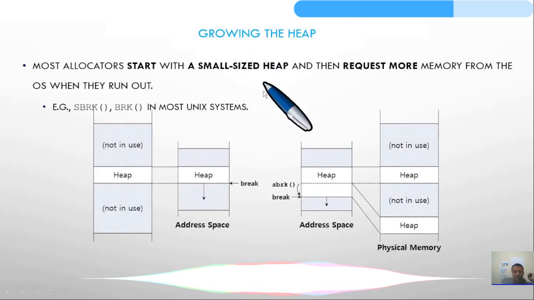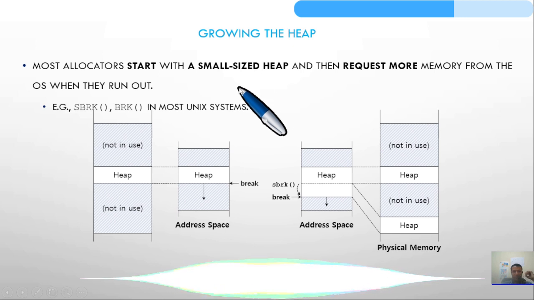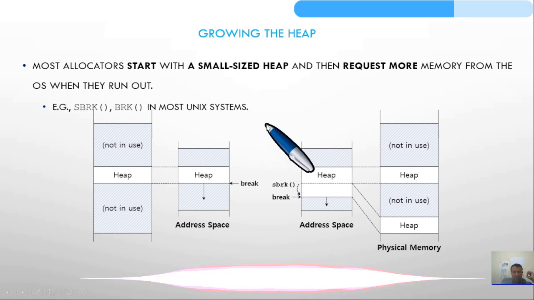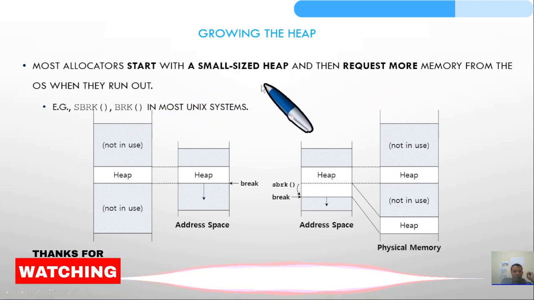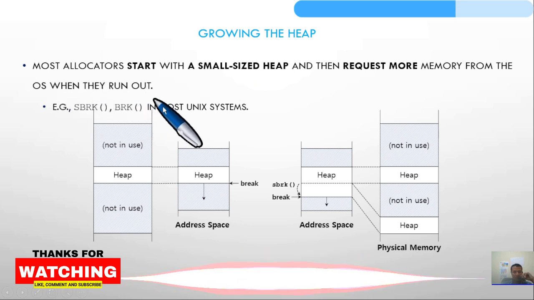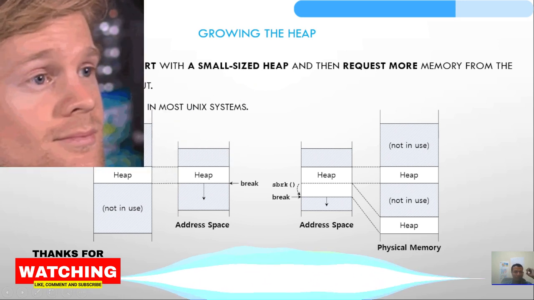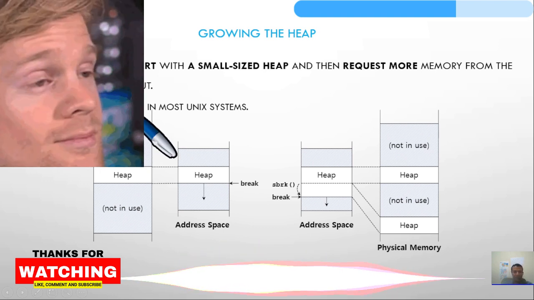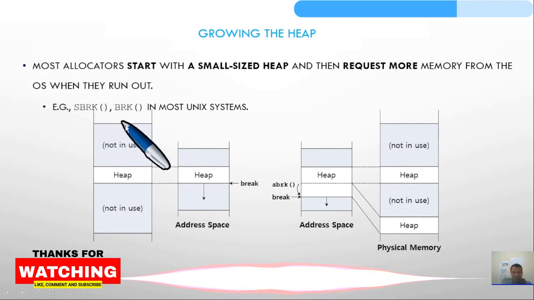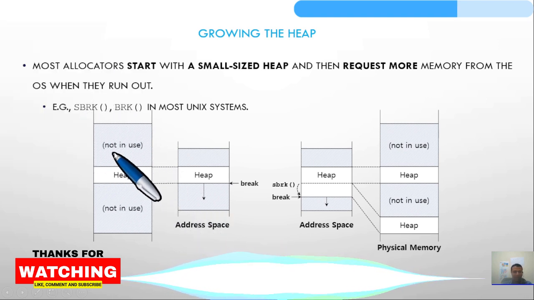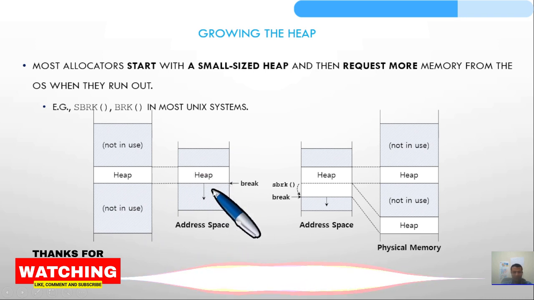Growing the heap. What if we need additional memory size? How do we grow the heap? Most allocators start with a small heap and then request more memory from the operating system when they run out of memory. These are the two commands, sbrk and brk, used in most Unix systems. So let's say this is the heap not in use. As you can see, our heap is here, and this is the address space.